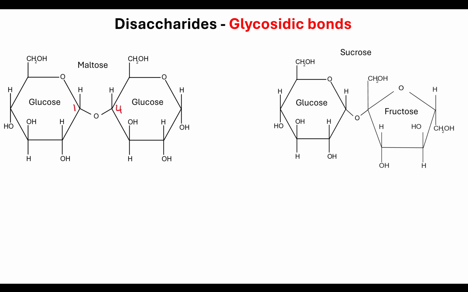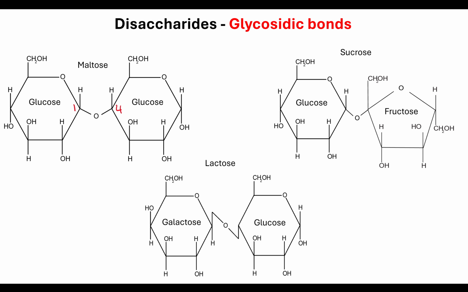Now any disaccharide that is formed, i.e. fructose and glucose, will give us the disaccharide sucrose, and galactose and glucose will give us the disaccharide lactose. Any disaccharide that is being held together by a glycosidic bond. So it's important that we note that disaccharides are formed by condensation reactions, and we note that the monomers that are bringing them together is important. So glucose and glucose is maltose, glucose and fructose is sucrose, and glucose and galactose is lactose.